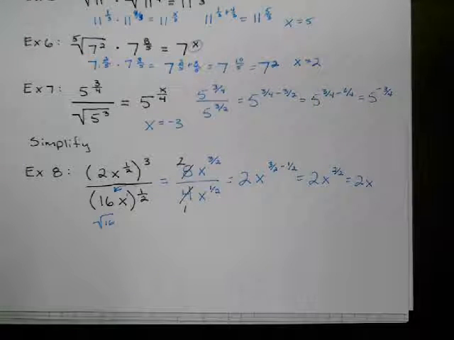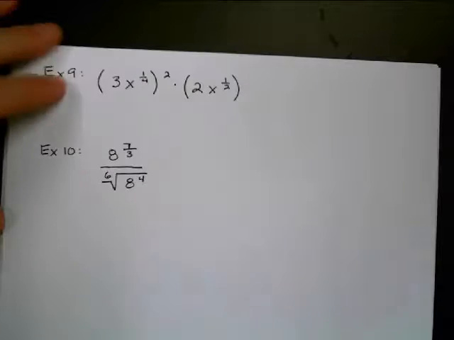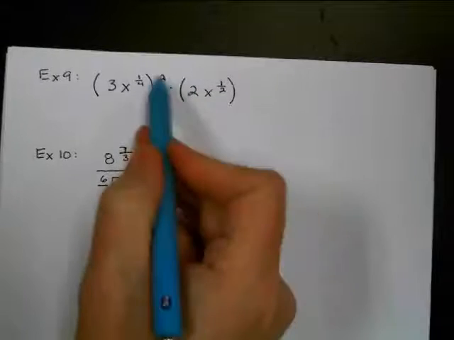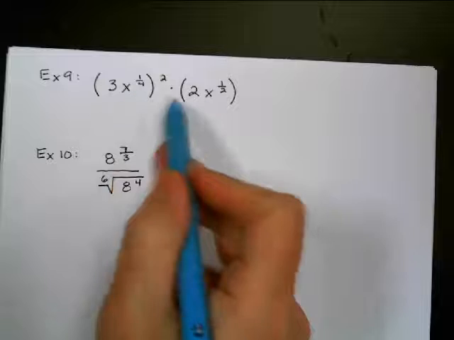Almost there. We got 2 more. All right, next one. All right, so we have to do order of operations. So exponents come first. So I can't multiply until I've done this.